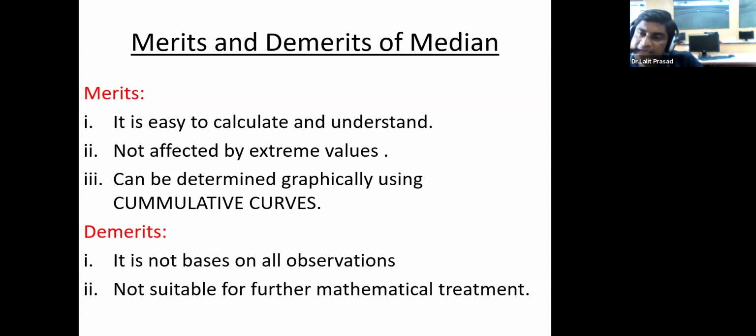Because in case of mean, we are considering all the observations, whereas in case of median, we are considering only the middle value. We are not taking the lower value, higher value. It can be determined graphically using cumulative curves, the more than ogive or less than ogive curve. We can find it from the graph also, without using the formula of mean.